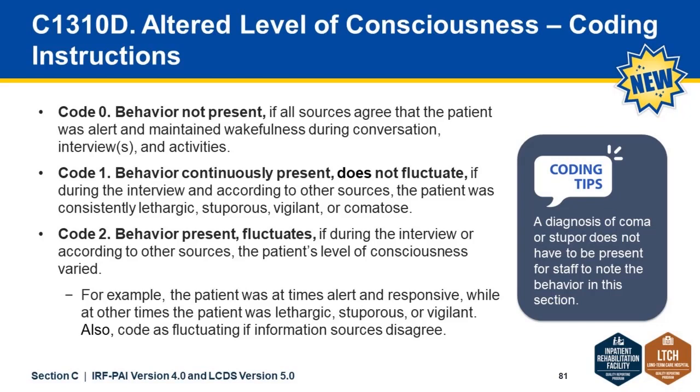Code 2, behavior present, fluctuates, if during the interview or according to other sources, the patient's level of consciousness varied. For example, the patient was at times alert and responsive, while at other times the patient was lethargic, stuporous, or vigilant. Also code fluctuating if information sources do not agree. Note, a diagnosis of coma or stupor does not have to be present for staff to note this behavior in this section.